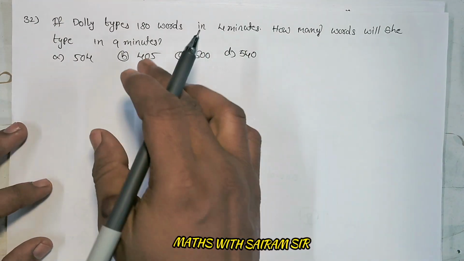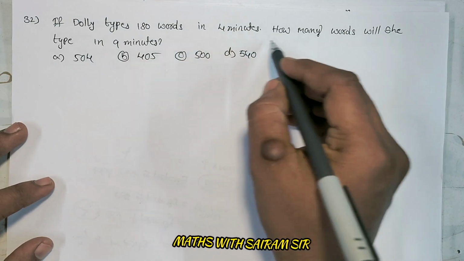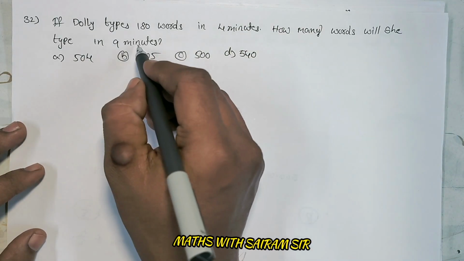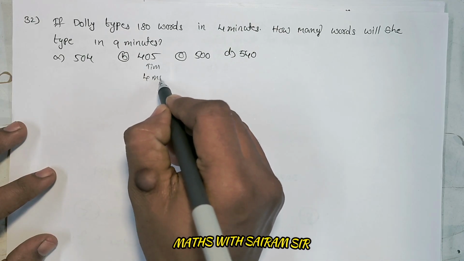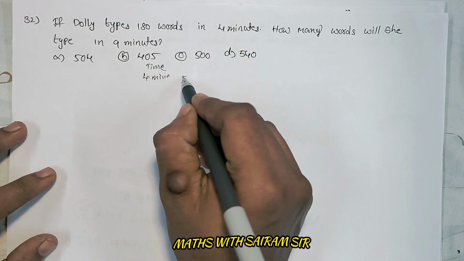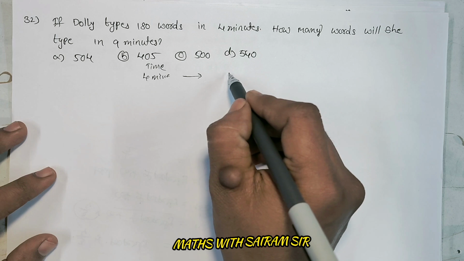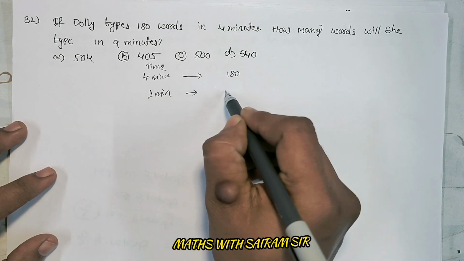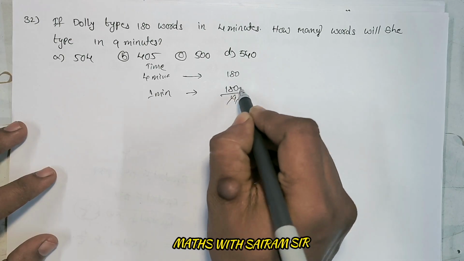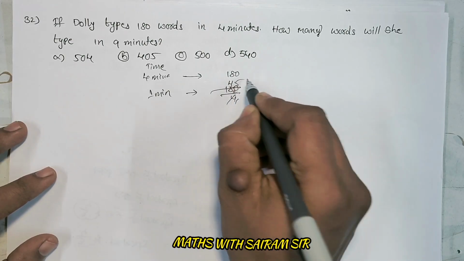If Dolly types 180 words in 4 minutes, how many words will she type in 9 minutes? Okay, so in 4 minutes of time she can type how many words? 180 words. That means in 1 minute how many words can she type? That means 180 by 4. 4 1s are 4, 4 4s are 16, 2 left, that means 45.